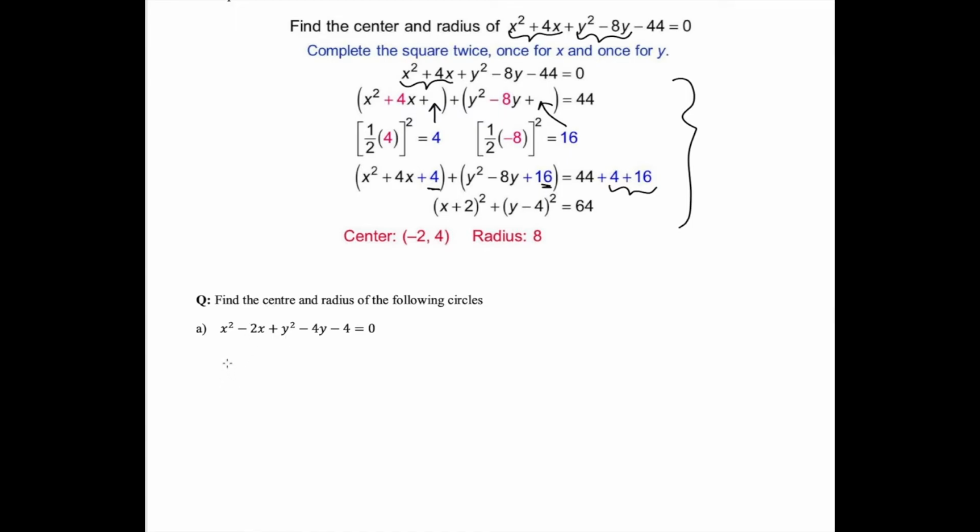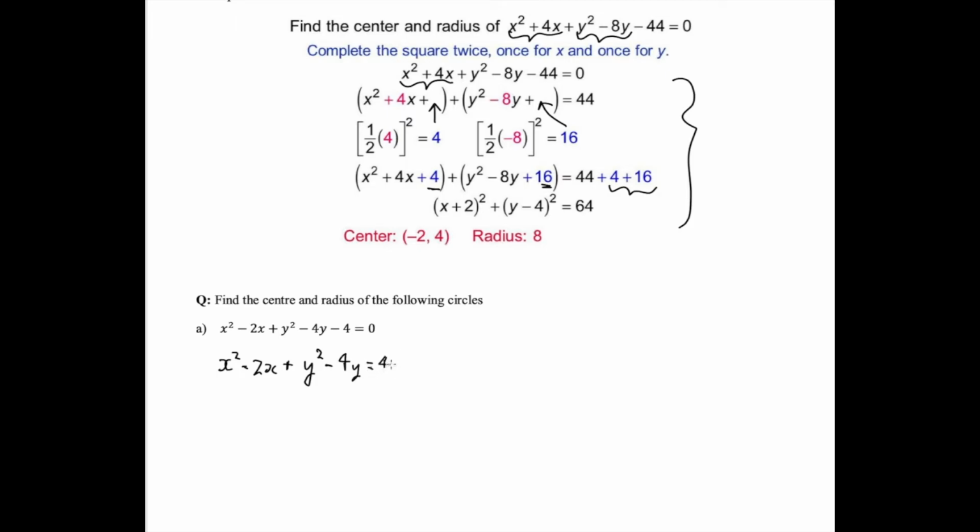So let's get started. So the first step when it comes to doing these questions is I would move the number to the right hand side to start off. Okay, so you have x squared minus 2x plus y squared minus 4y is equal to 4.